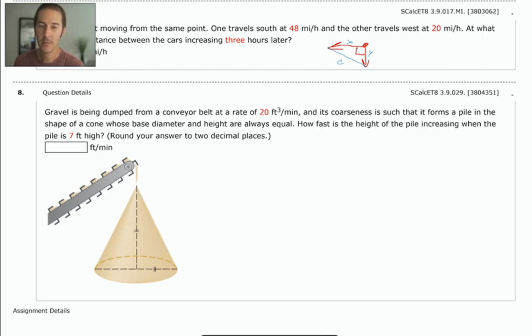Well, I can tell you first, if the height of the pile is 7, then the diameter of the base of the pile is 7. I know that much. It's pretty good, right? And we know that, look at this number right here.